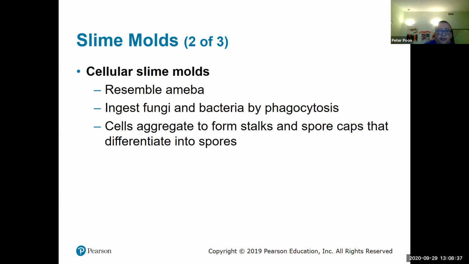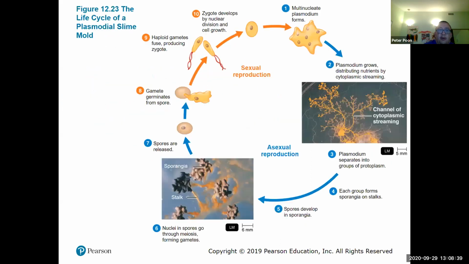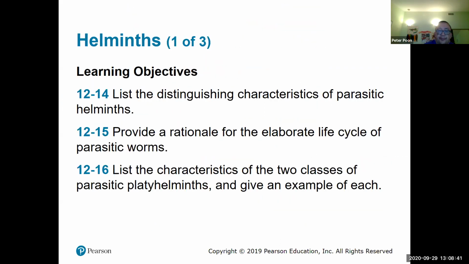So we'll get to slime molds. All right. We'll stop here for part 1, and we'll pick it up in part 2.